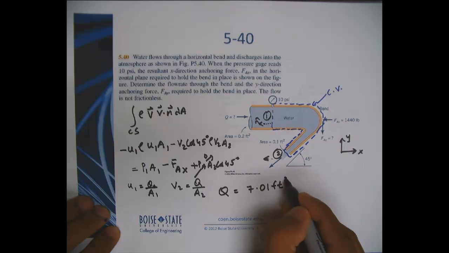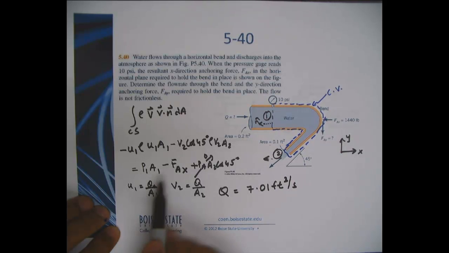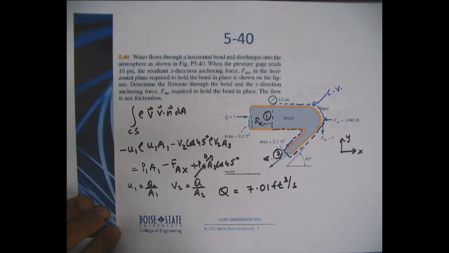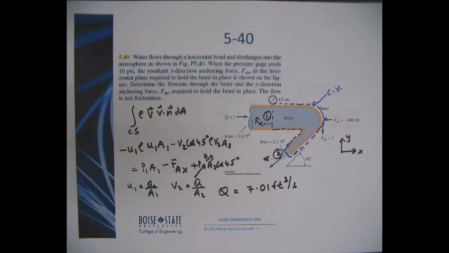7.01 cubic feet per second. When you do this, make sure you convert square inches into square feet, and then everything will be consistent. Okay, so this is the first part of the problem.